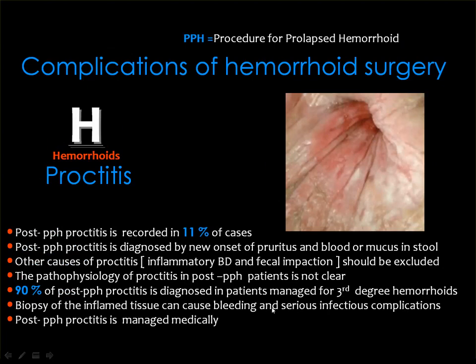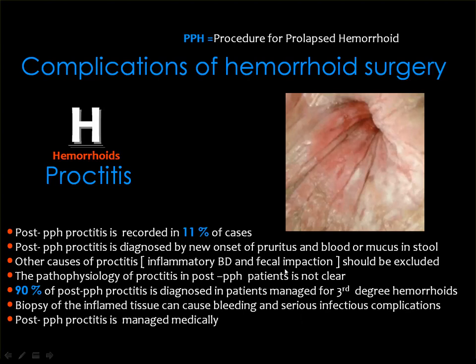Then the management of hemorrhoids, especially the third and fourth degrees, is usually by surgery. And the procedure is known as PPH, which indicates procedure for prolapsed hemorrhoids. And this procedure may have complications. The first is proctitis and rectal edema. And rectal edema and proctitis are seen in about 11% of the cases.